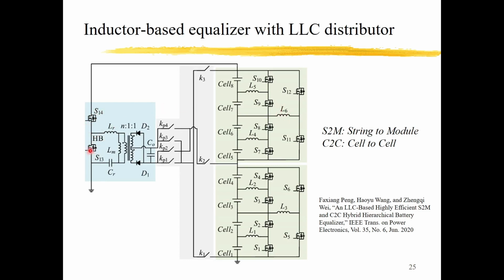This is half bridge, and it transfers the DC voltage into a rectangular waveform and feeds it into the resonant tank here. And these two diodes are the rectifier. They transfer the AC back to DC and feed it to the modules.